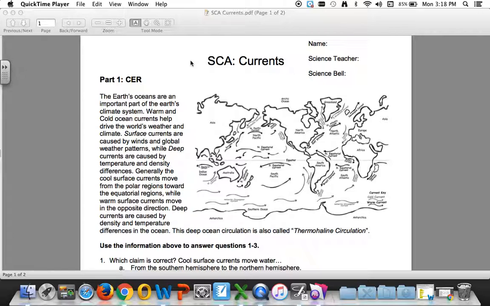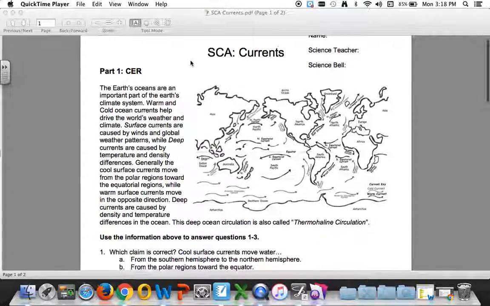Generally, the cool surface currents move from the polar regions toward the equatorial regions, while warm surface currents move in the opposite direction. Deep currents are caused by density and temperature differences in the ocean. This deep ocean circulation is also called thermohaline circulation. Use the information above to answer questions 1 through 3.